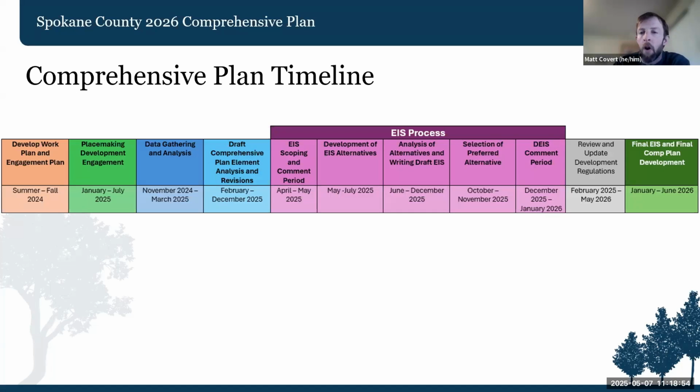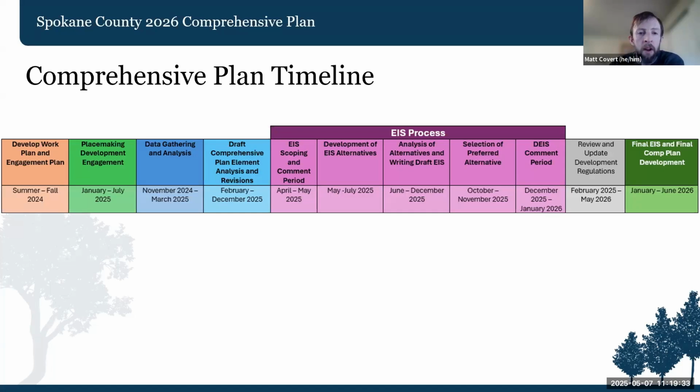So what you see on the screen here is all of the phases of the comp plan update, starting with the work plan and developing the engagement plan, which happened last year. And then this winter and spring have really been devoted to engagement around the idea of placemaking, setting the stage for a vision of how urban development will occur within the county over the next 20 years. And then doing a lot of the analysis on issues like housing and land capacity, and evaluating the current critical areas ordinance and doing a gap analysis and those types of tasks.